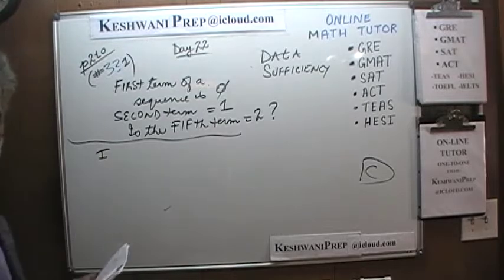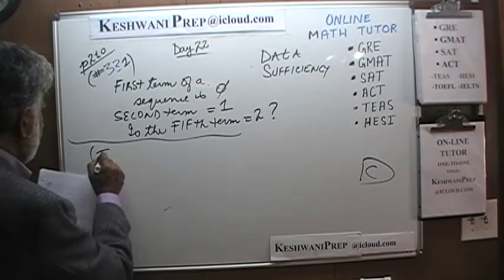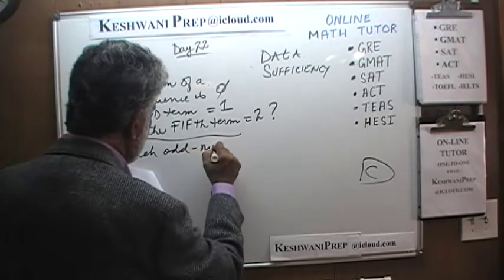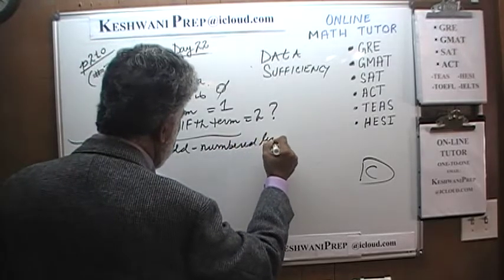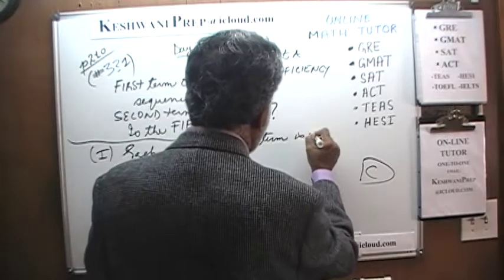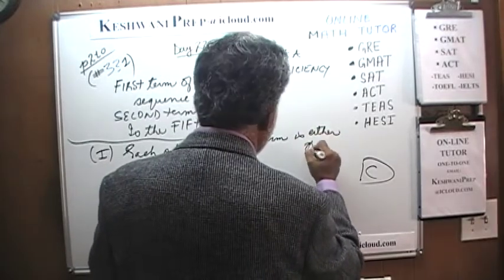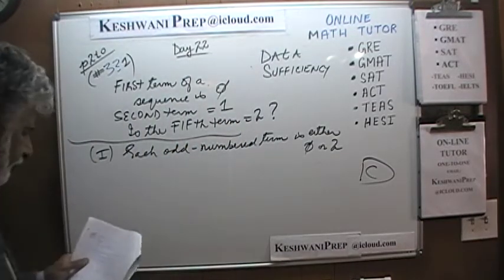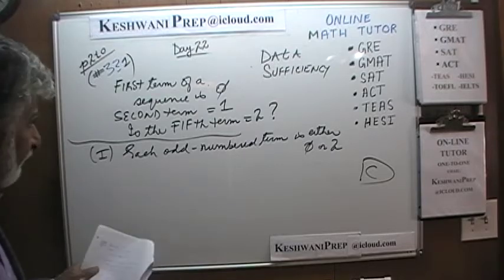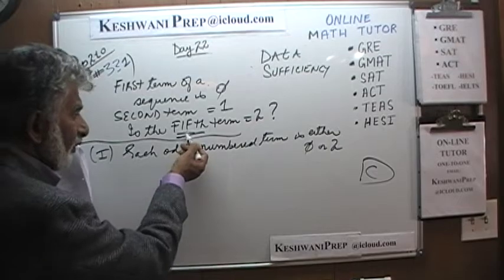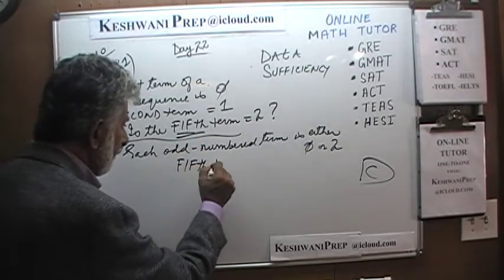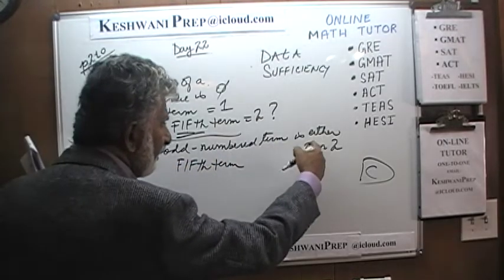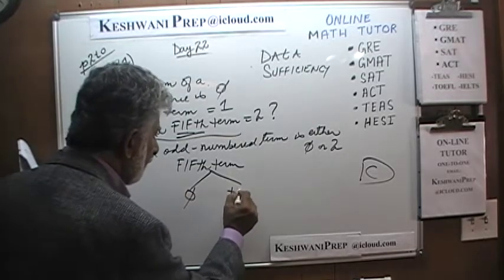Let's see what they tell us in the first statement, shall we? It says each odd number term is either a 0 or a 2. And the question is, what's the fifth term? Let's find out, shall we? The fifth term is an odd number, therefore what the first statement tells us is that since each odd number term is either 0 or a 2, the fifth term has to be either 0 or a 2.